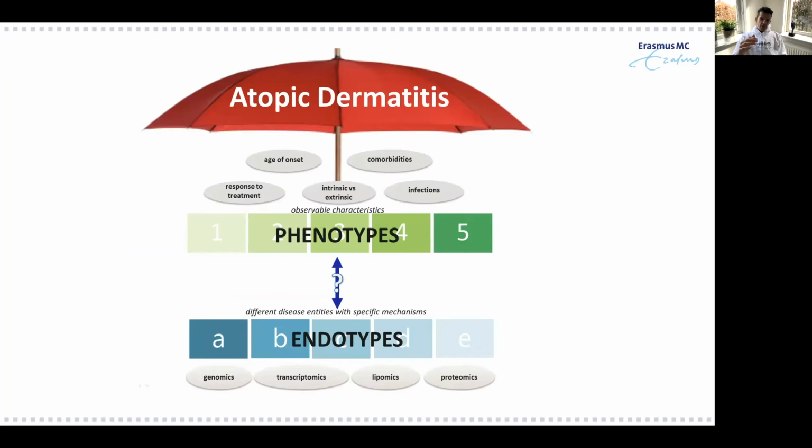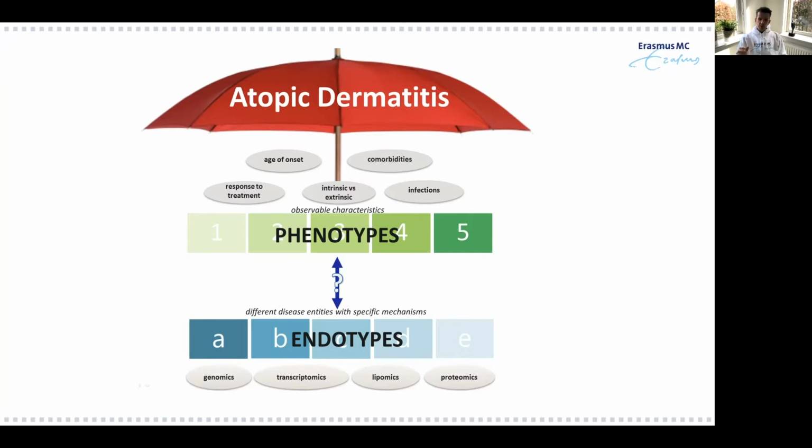Under these phenotypes, there are different disease entities with specific underlying mechanisms that we call endotypes. These endotypes can be defined using techniques like genomics, transcriptomics, metabolomics, or proteomics. And they represent specific groups of patients with specific underlying mechanisms. How these endotypes correlate to phenotypes, we don't know. If there is a correlation between the endotypes and the phenotypes, we don't know.